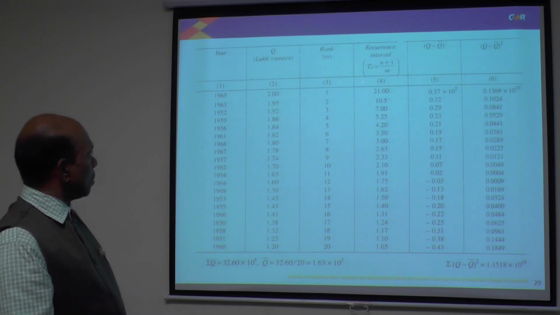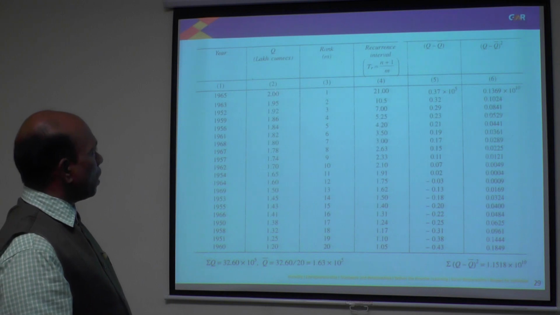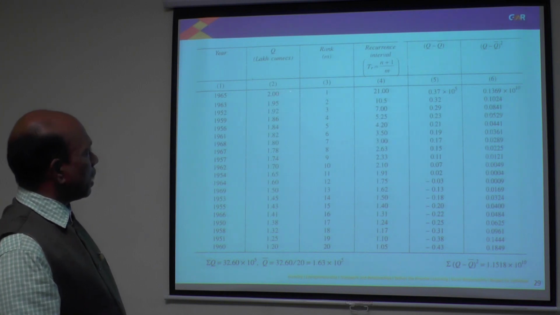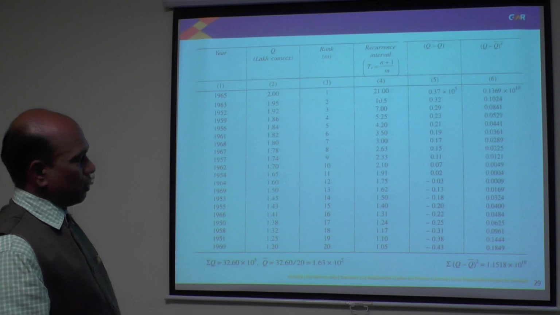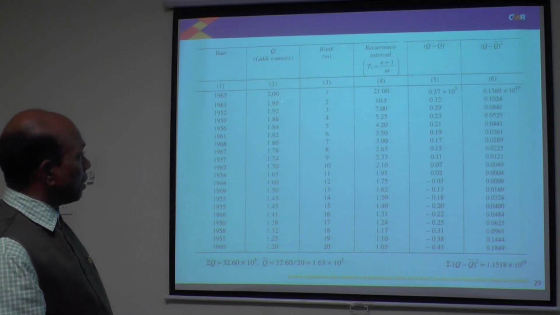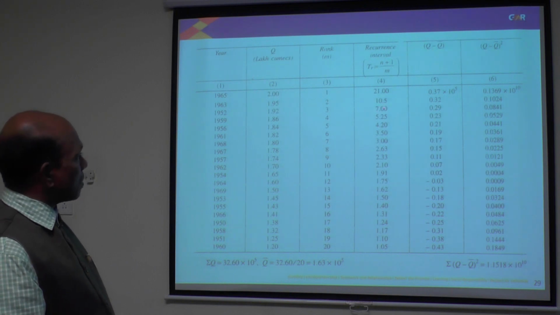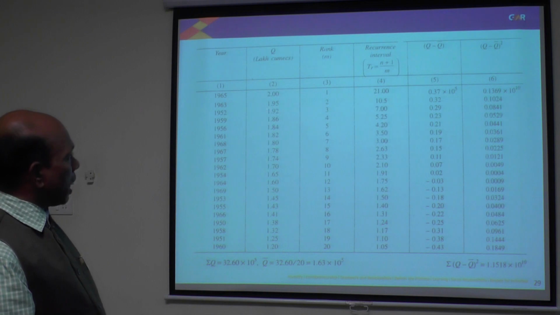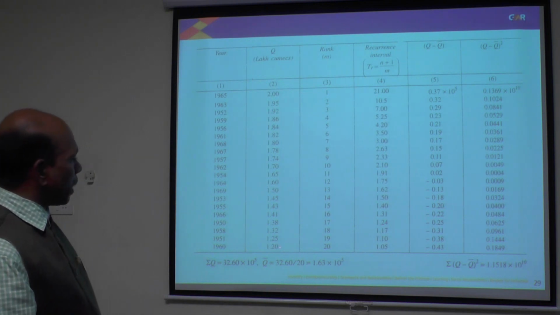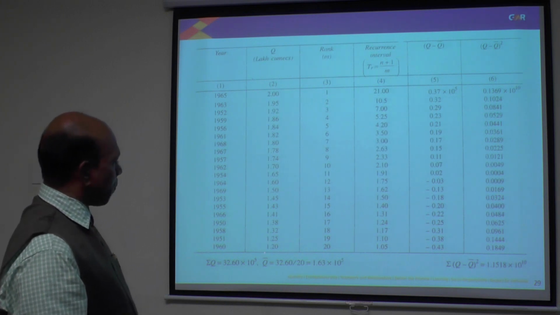That means 2 into 10 power 5 meter cube per second discharge is possible only one time in a span of 21 years. In case of 1.95, floods are possible one time in 10.5 years. So here, every 7 years, only one time we are having 1.92. Like that, here 1.2 into 10 power 5 meter cube per second discharge is the lowest discharge possible.